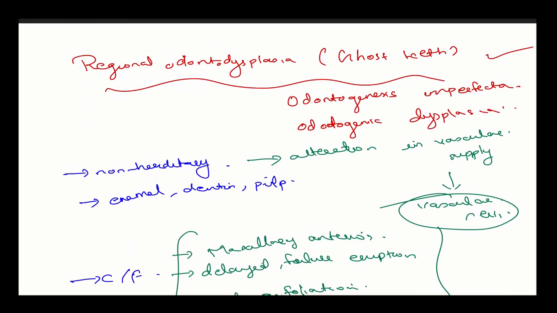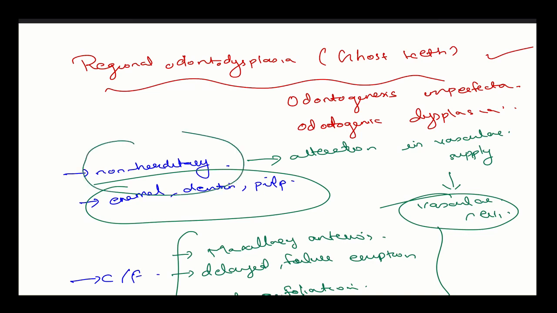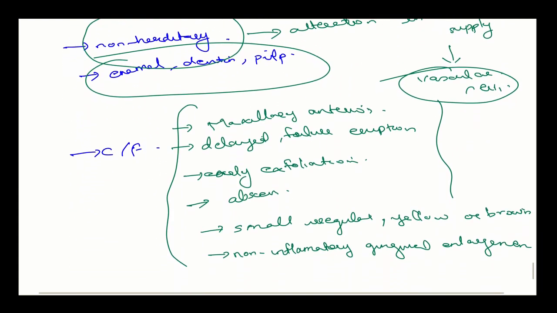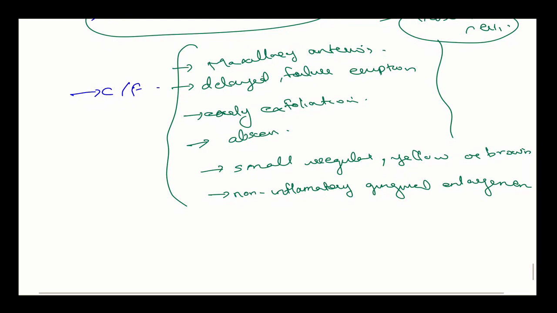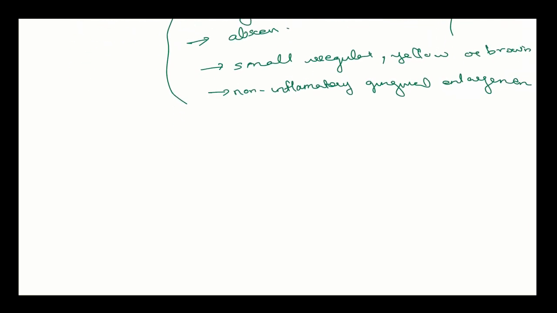Most importantly, just know whatever features you can remember. I don't know what features they will ask, but whatever they ask you as a detailed question, they will definitely include these points: enamel, dentine, pulp affected, and non-hereditary. Those are the key points. Whatever else they ask, the key points are these two. Now, the radiographic features.